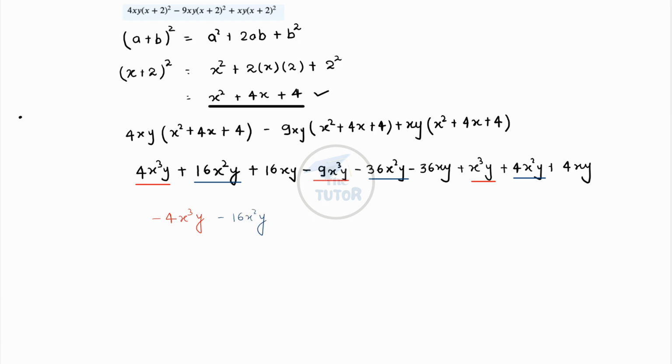After this, what else do we have? 16xy. Where else do we have xy? And then 4xy. So 16xy and 4xy is 20xy. 20xy minus 36xy is again negative 16xy. We found that xy is everywhere and all the numbers are factors of 4. So we can simply take negative 4xy common.